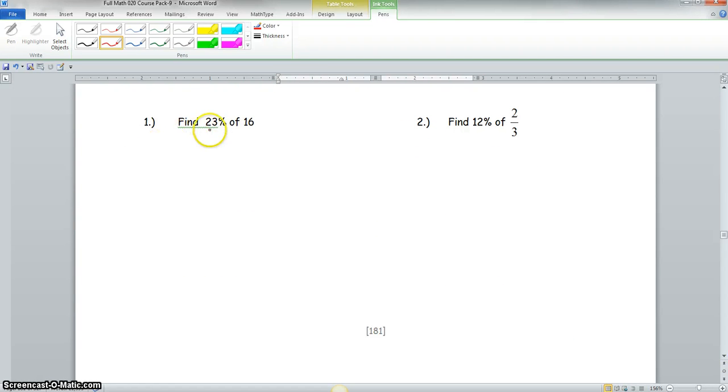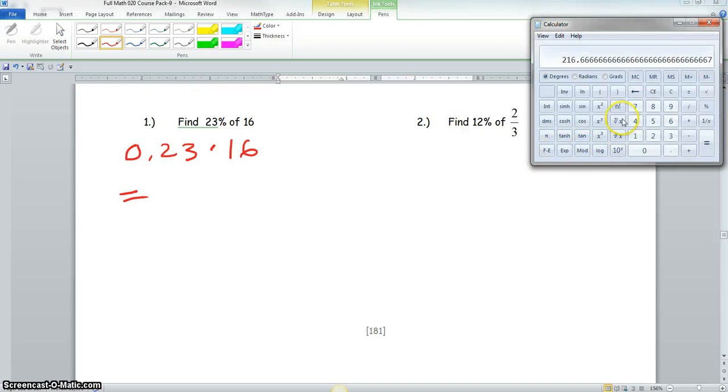So 23%, let's do it as a decimal. It'll be 0.23 of, meaning multiplication, 16. Now you can take your calculator and take 0.23 and then multiply it by 16, which is 3.68.